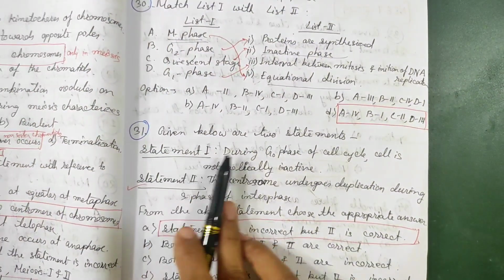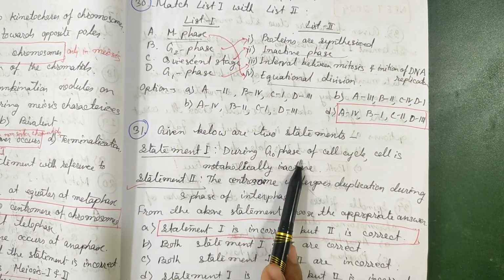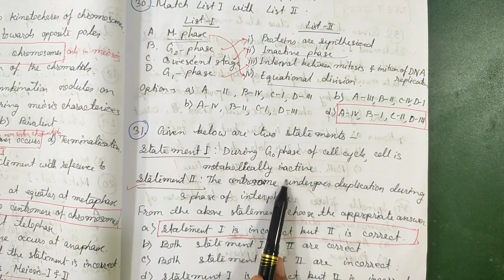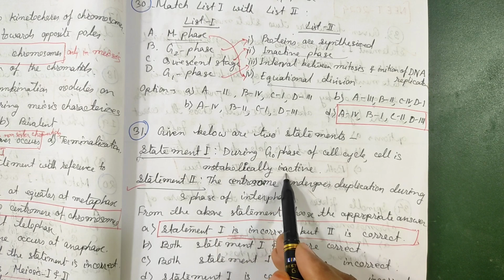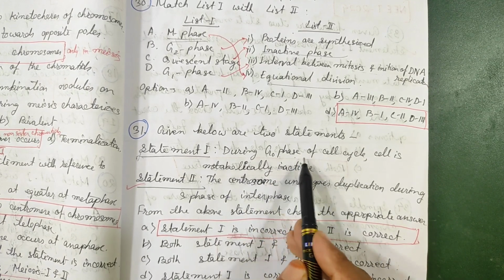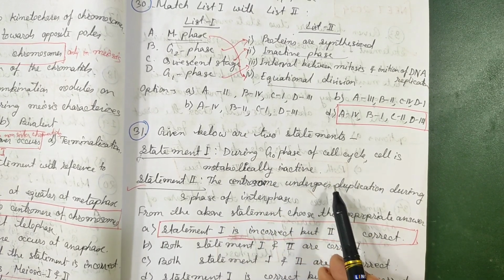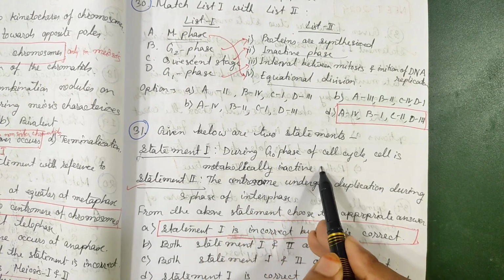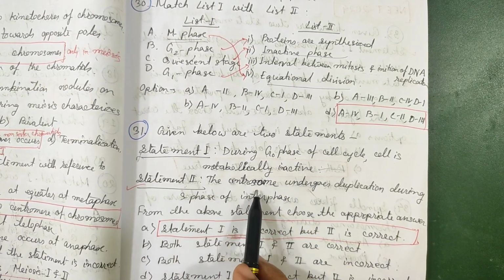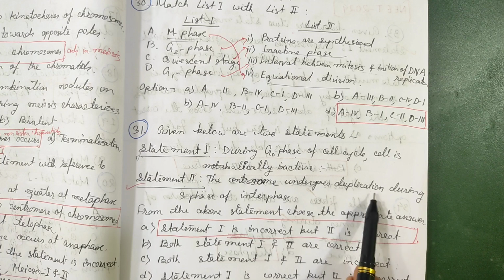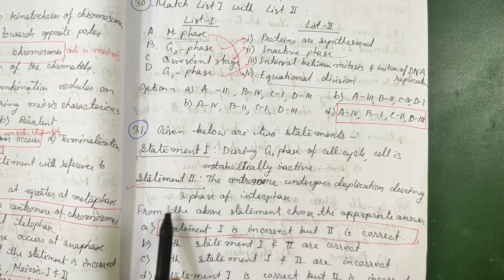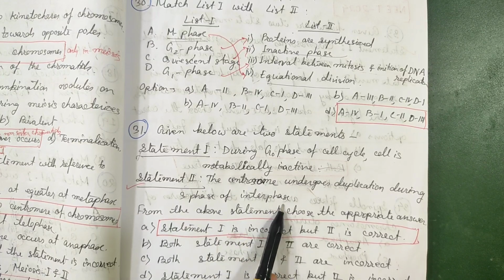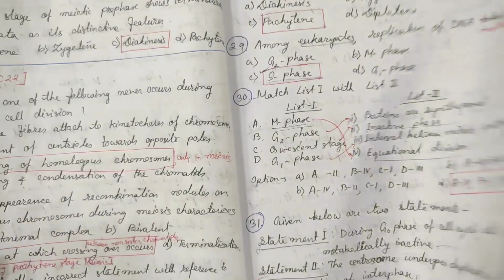Next, given below are two statements. Statement 1: during G0 phase of the cell cycle, the cell is metabolically inactive. It is actually a wrong statement, because metabolically it is an active stage. Next, statement 2: the centrosomes undergo duplication during S phase of interphase. It is correct. The correct answer is that statement 1 is incorrect, but statement 2 is correct.